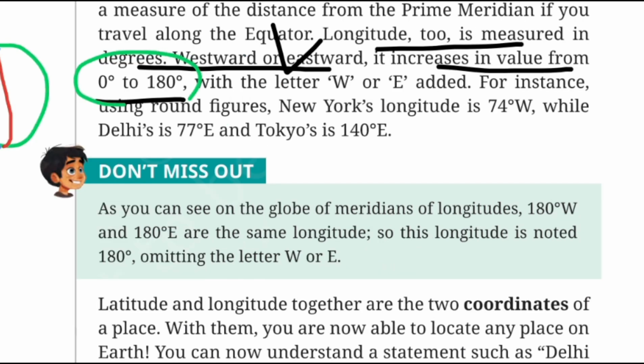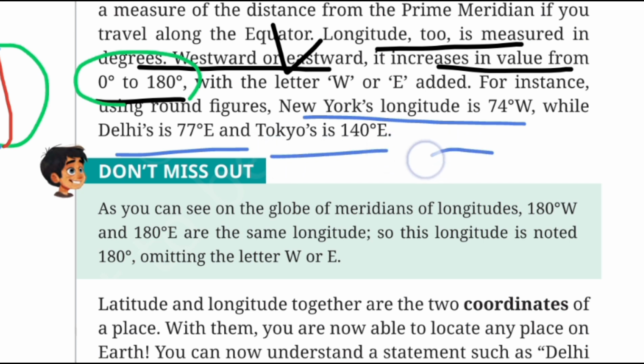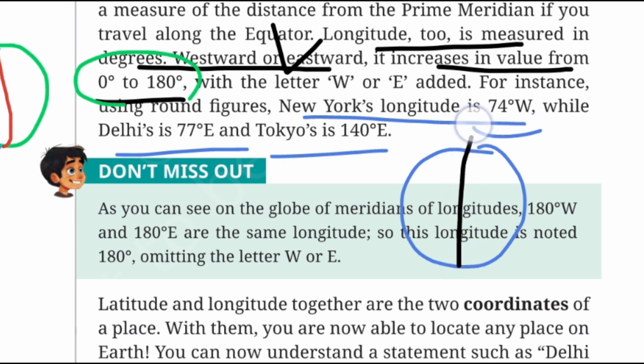Then you can denote the particular place with a longitude. New York will be at 74 degree west, while Delhi is at 77 degree east, Tokyo is 140 degree east, like that. What is the meaning? Just assume this is a earth, and this is a prime meridian. Then if it is 74 degree west, that means that particular 74 degree longitude will be there, isn't it? So New York will be somewhere here in the 74 degree west.